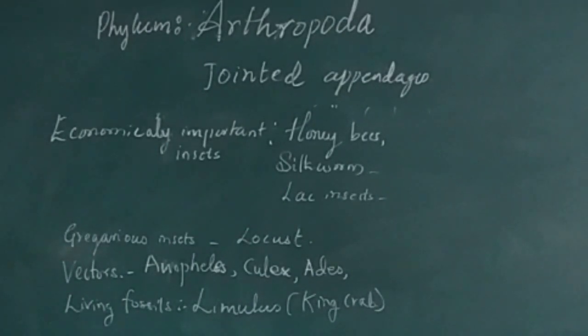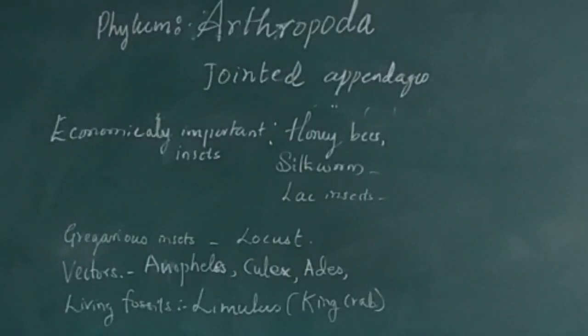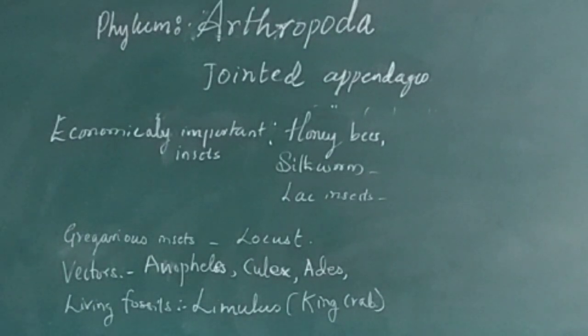Then gregarious insects like locust. You might have heard about the swarming of locusts. The locusts are pests of paddy. And some insects act as vectors. They transmit disease-causing pathogens. For example, mosquitoes are generally considered as vectors. Example, the female Anopheles mosquito, then Culex, Aedes.